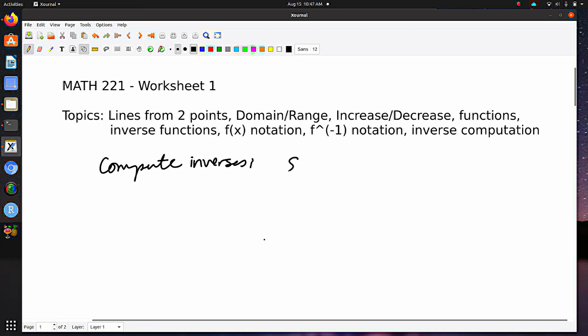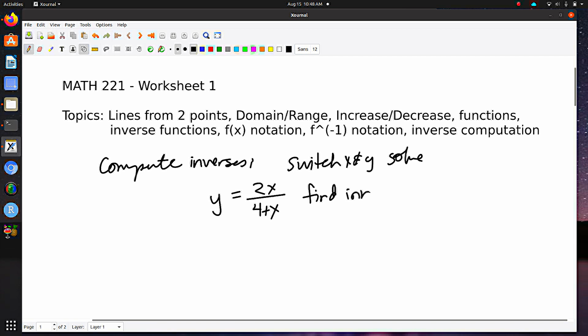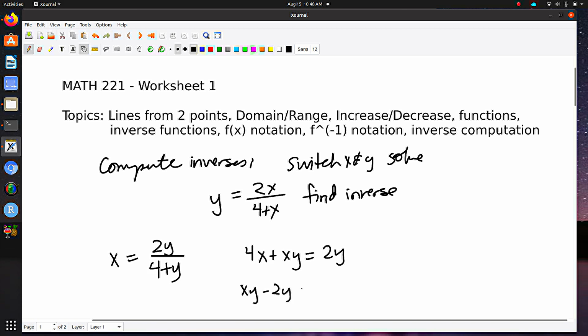You just switch x and y, because usually you've got an x and a y, and solve. So that's the usual technique for these kinds of exercises. So here's an example. y is equal to 2x over 4 plus x, and you want to find the inverse function. So what you do is you say x is equal to 2y over 4 plus y. I'm going to multiply both sides by 4 plus y. So I'm going to get 4x plus xy equals 2y. Then I'm going to want to get the y's on the same side and solve for y.